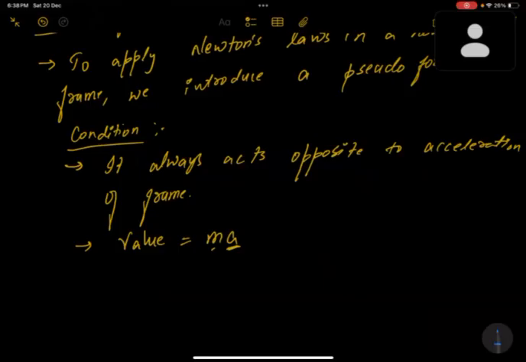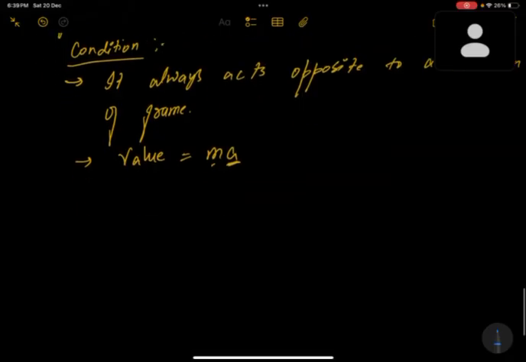If you are sitting in a car and a sudden turn appears, and when the car takes that turn, you feel a force outwards. Yes, that force is the pseudo force, because inside the car it feels like you are at rest, but from the outside it feels like you are moving. And that pseudo force, we call it the centrifugal force.